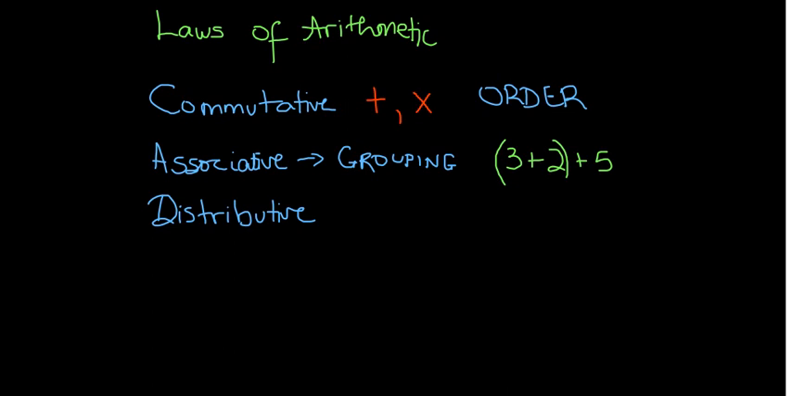So one way in which I could group the numbers is that I could add 3 and 2 together first and then add 5 to it. Or I could add 3 after I add 2 and 5. And I'm going to get the same answer. So when we talk about the associative law, we're talking about how we group the terms together before we perform the operations. Alright? So this is associative law, and the two operations which are associative are, again, addition and multiplication.